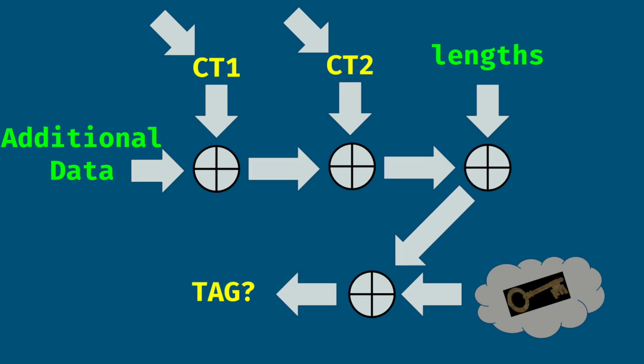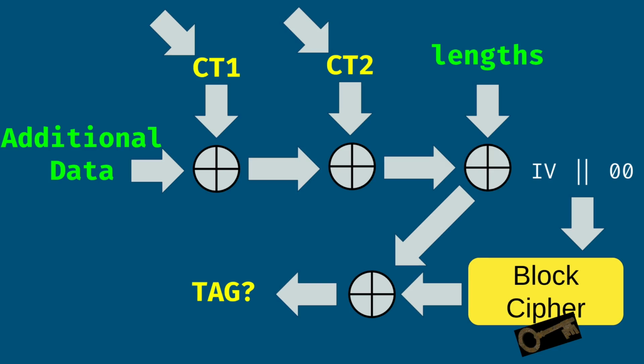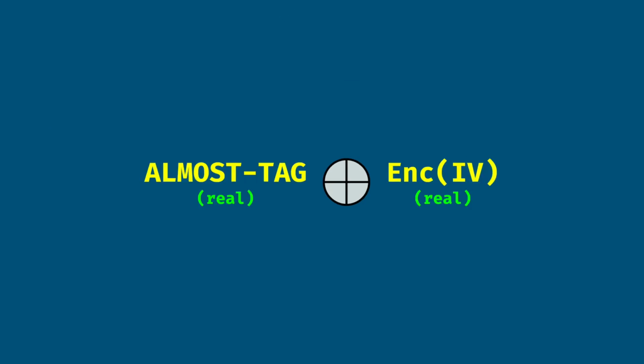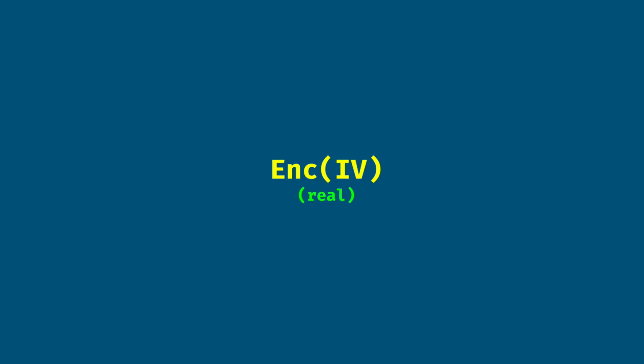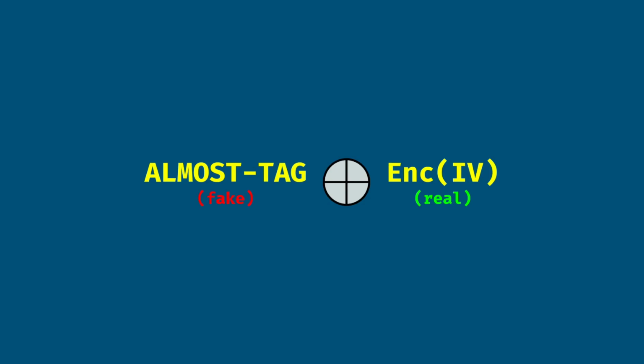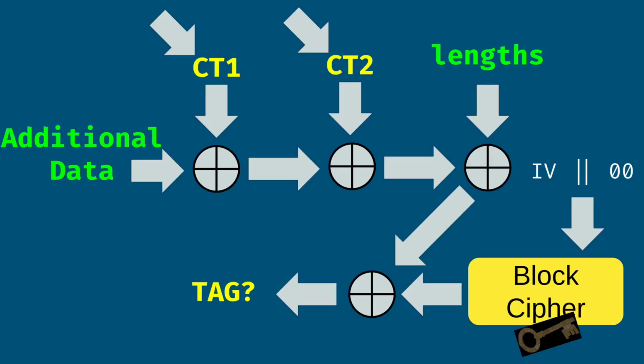Except this might look a little bit familiar, right? What we're sending back is our almost tag XORed with this encrypted key dependent thing. Well, I can compute the real almost tag, XOR it, they cancel out, compute a fake almost tag, XOR it, and there we go. Now I have a fake tag. So plan foiled, day ruined, except there's really only one thing we need to do to fix it.